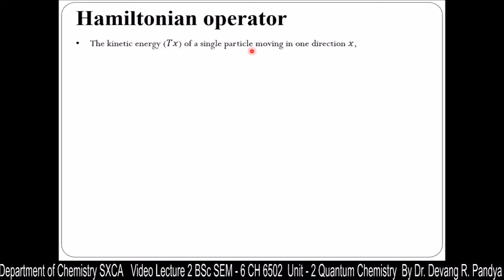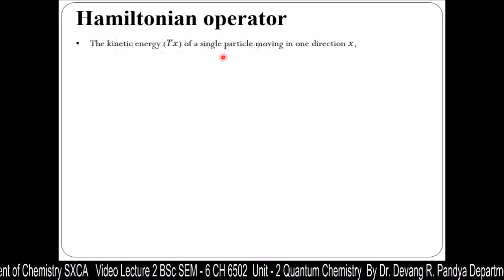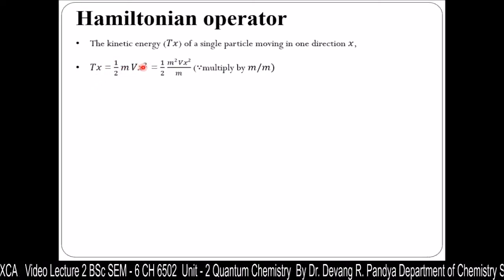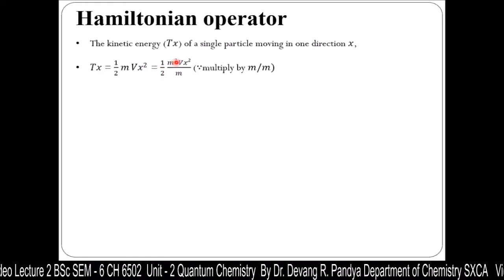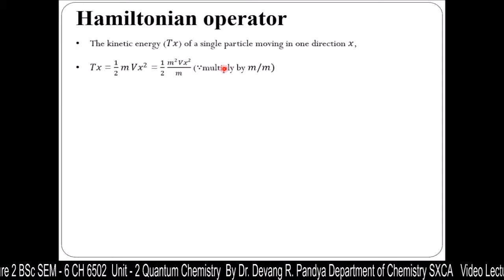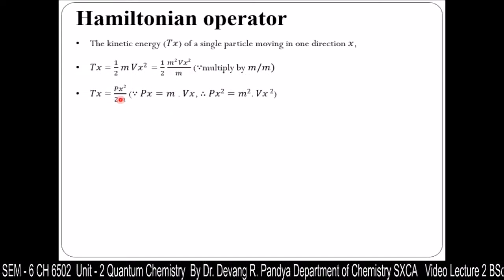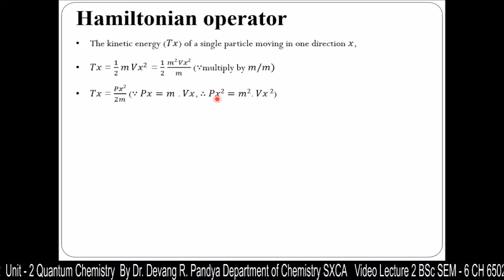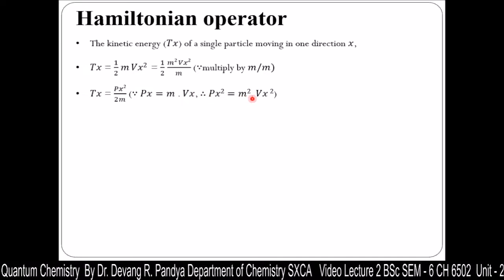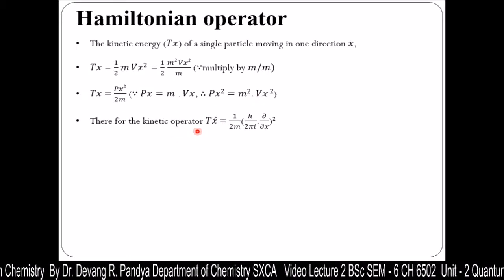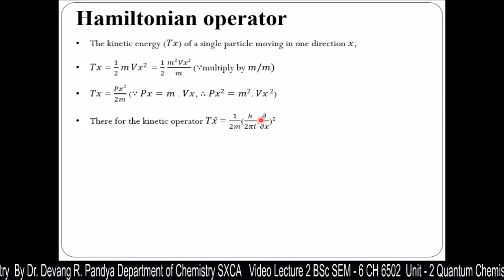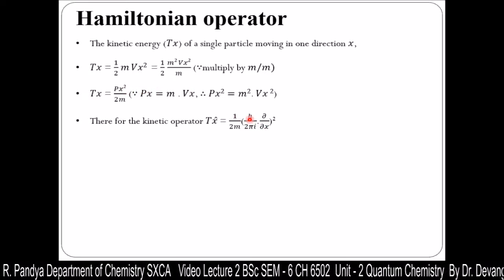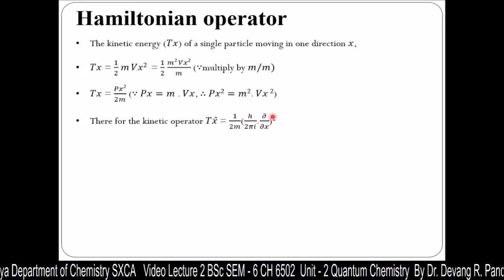The kinetic energy of a single particle moving in one direction x, that you need to understand. So the value of kinetic energy, as you know, is 1 by 2 m v square x, which is equal to 1 by 2 m square v square x upon m, multiplying m by m. So Tx is equal to p square x upon 2m, where Px is equal to m into vx. So p square x is equal to m square into v square x. Therefore, the kinetic operator Tx is equal to 1 upon 2m into h upon 2 pi i. We have now substituted the value of Px over here. So substituting the value of Px, we are going to get h upon 2 pi i d by dx whole square.